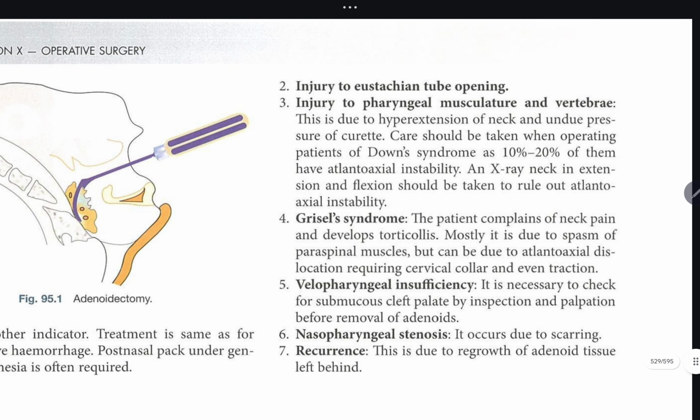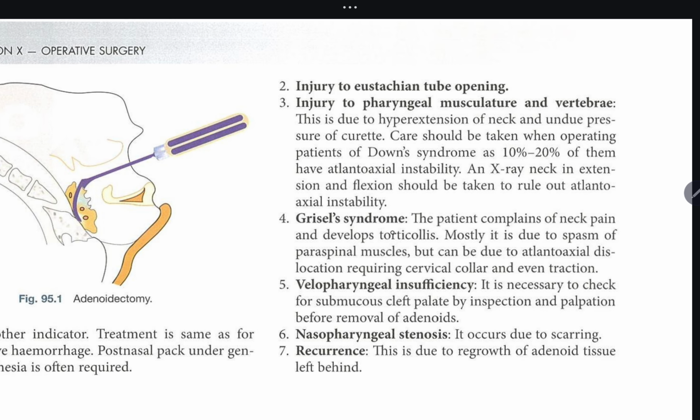2. Injury to eustachian tube opening. 3. Injury to pharyngeal musculature and vertebrae. This is due to hyperextension of neck and undue pressure of curette. Care should be taken when operating patients of Down syndrome, as 10 to 20% of them have atlantoaxial instability. An X-ray neck in extension and flexion should be taken to rule out atlantoaxial instability.